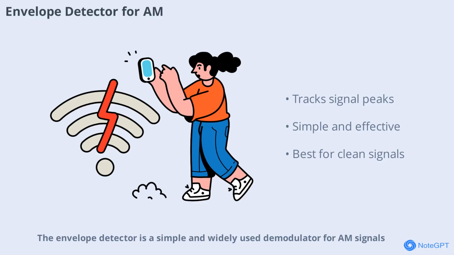The envelope detector is a simple and widely used demodulator for AM signals. It works by tracking the peaks of the modulated wave, effectively following the envelope that represents the original information. Envelope detectors are easy to build and are commonly found in AM radios. However, they work best when the signal is strong and relatively free from distortion or noise.